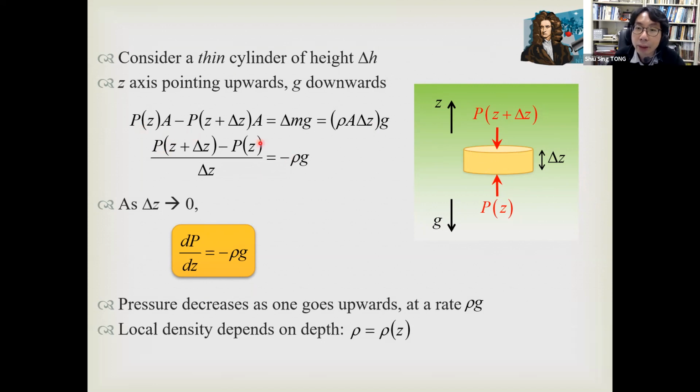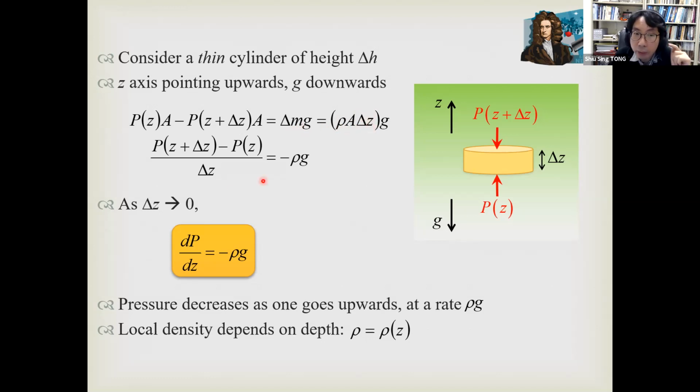Now we do the calculation. At the base of the cylinder, the pressure is P(z). We call this level z. So the pressure force is P(z) multiplied by A. At the top of the cylinder, the height is z plus delta z. The pressure at the top is P(z plus delta z). Again, we multiply by A to get the pressure force, but the pressure force is downward, so we have a minus sign. We take the upward direction as positive, so the first term, upward, is positive. The second term, downward, is negative. And the difference in the two forces will just balance the weight of the cylinder, which is delta m g. And delta m is the volume of the cylinder, which is A delta z, the base area multiplied by the height, multiplied by the density of the fluid. That gives the mass of the cylinder.